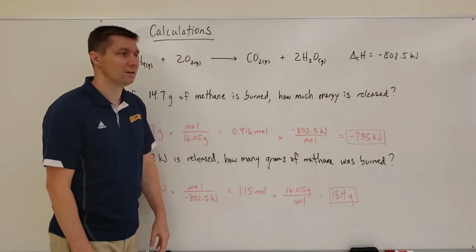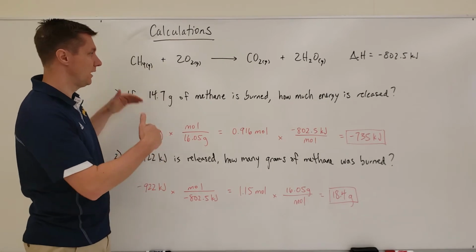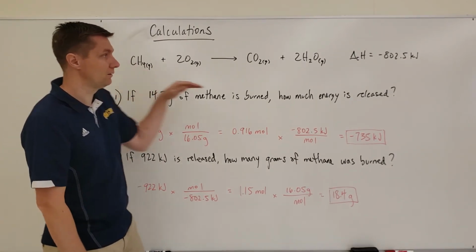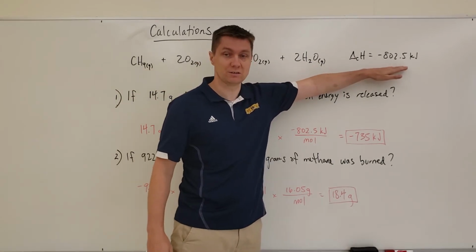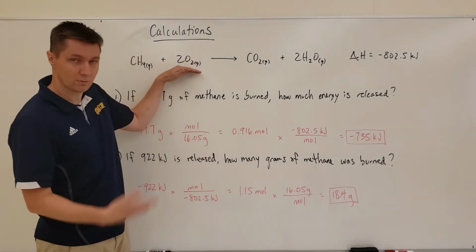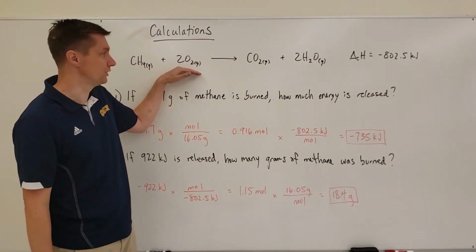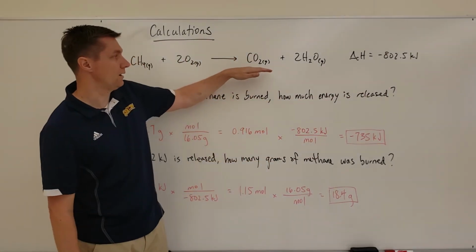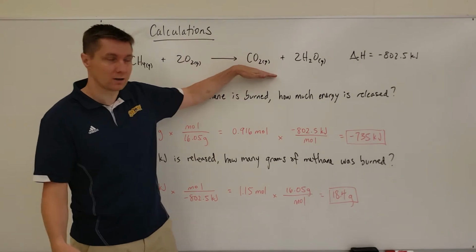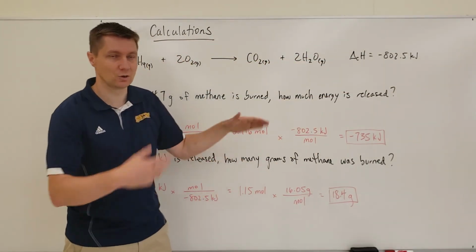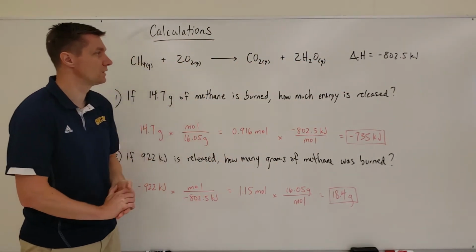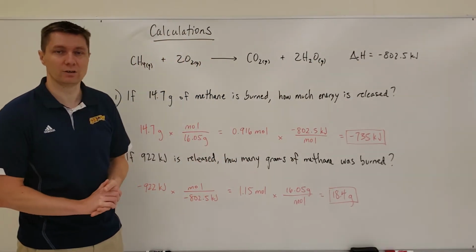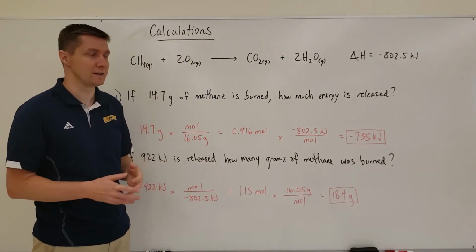With that comes the understanding that if I burn 1 mole of methane, it's going to produce this much heat. If I react 2 moles of oxygen in this reaction, it's going to produce this much heat. If I make 1 mole of carbon dioxide, it's going to produce that much heat, and so on. You get the drift of this. 2 moles of water vapor would make 802.5 kilojoules of energy released for this reaction.